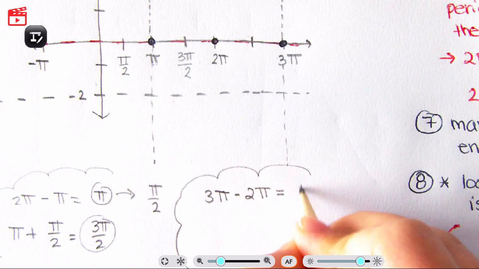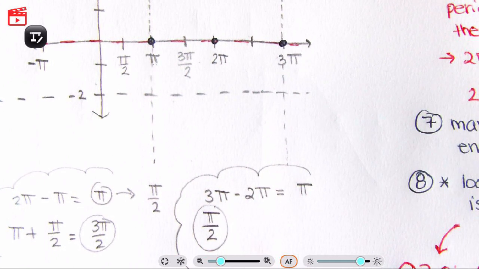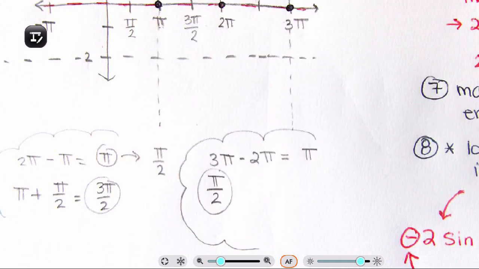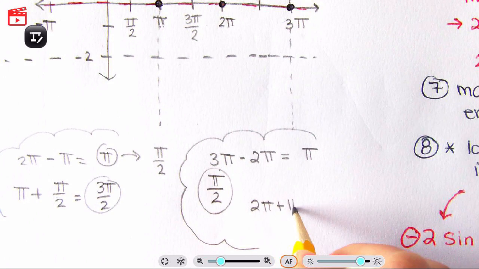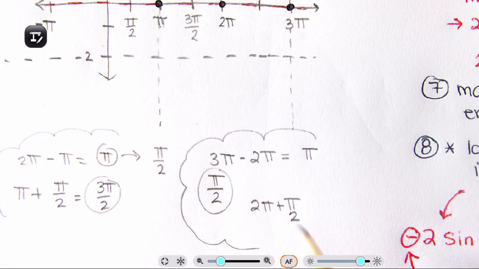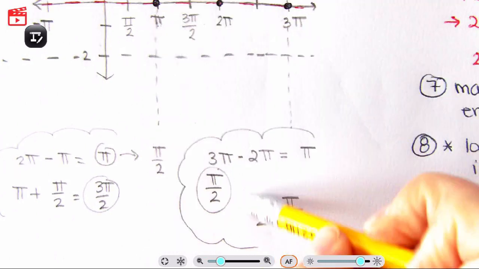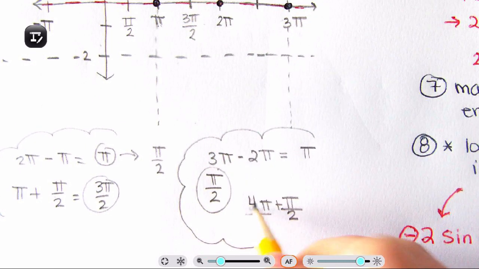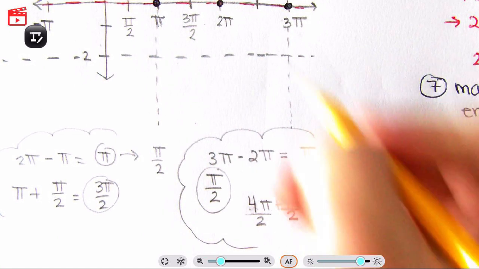So 3 pi minus 2 pi, that's pi. Take that pi, divide it by 2. And this value, simplify it if you need to. This value you're adding to the smaller one. So now we have 2 pi plus pi halves. So that means this is divided by 2, this is multiplied by 2. So 4 halves, so 4, 5 pi halves.